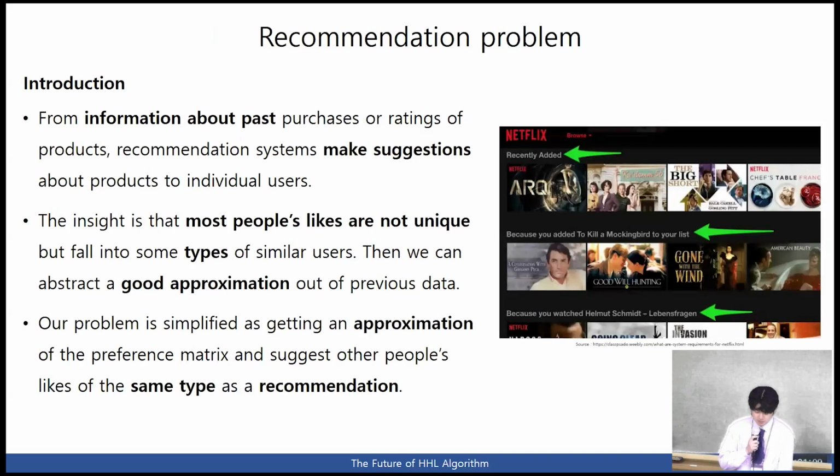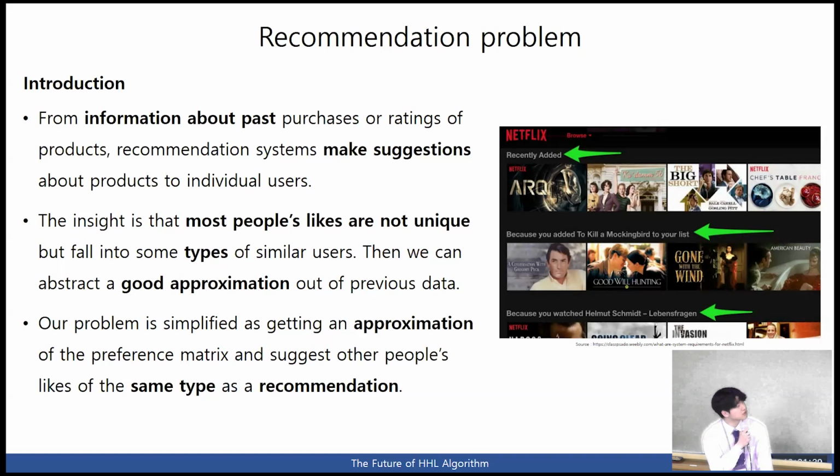The recommendation problem is about recommendation systems. It suggests products to users based on past purchase ratings of products. The recommendation system makes suggestions about products to individual users. By analyzing these patterns, we can approximate the preference matrix from existing data and make predictions for similar users.